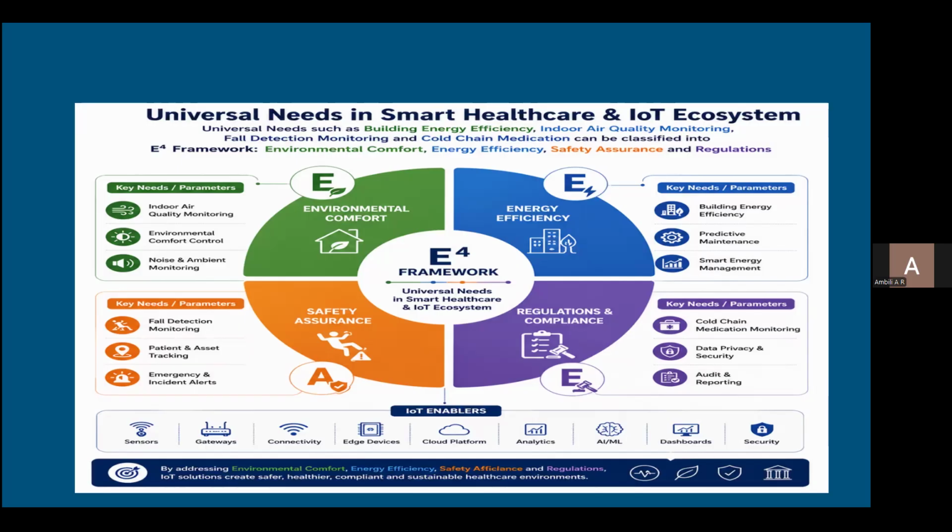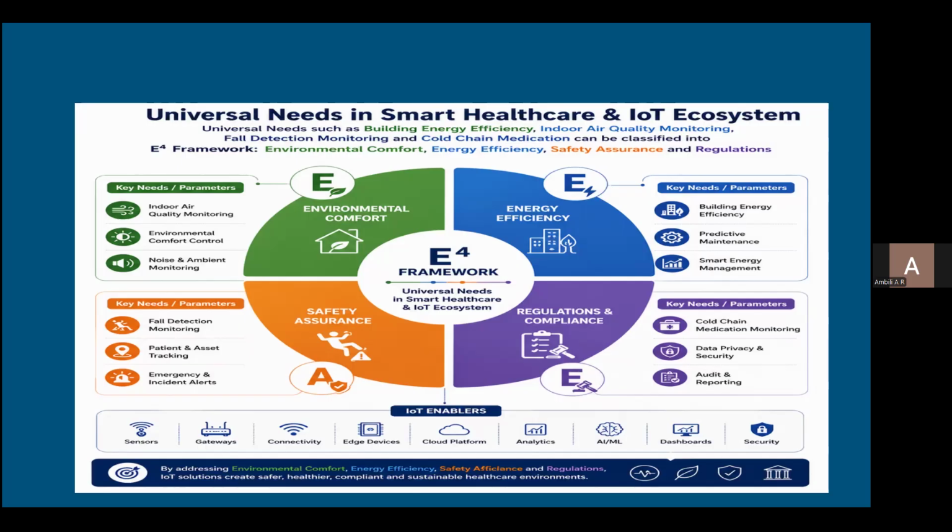Now coming to the fourth category of the E framework, which is regulation and compliance. Under this category, the main requirement is cold chain medication monitoring. Many vaccines and biological products require strict temperature control during storage and transportation. IoT sensors can continuously monitor environmental conditions to ensure product integrity.